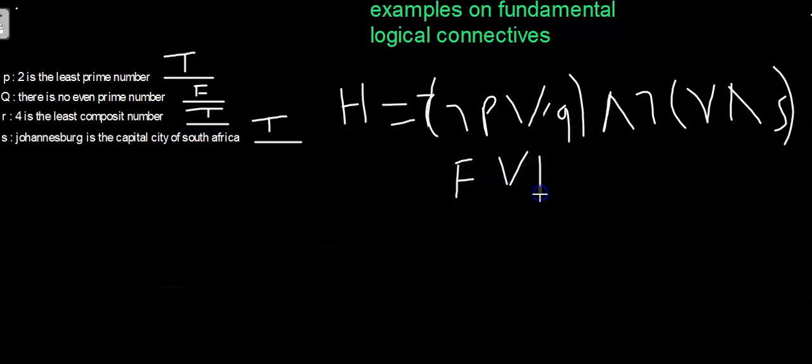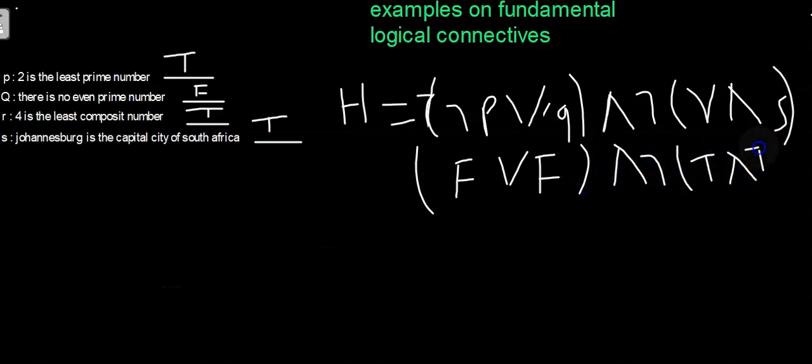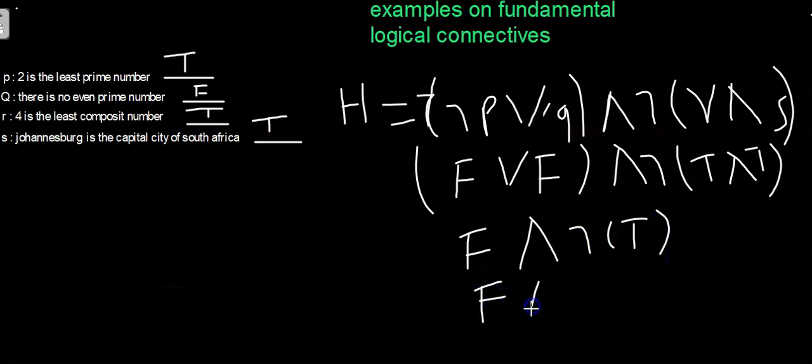So false or false, and negation of R is true and true. Okay, so false or false is what? It is false, and true and true is what? It is true. So when I negate this true, it is false, and negation of true is false, but it still will be false. So this is my last answer.